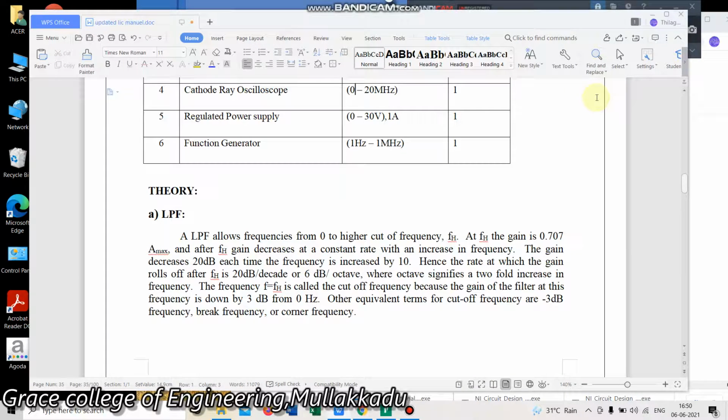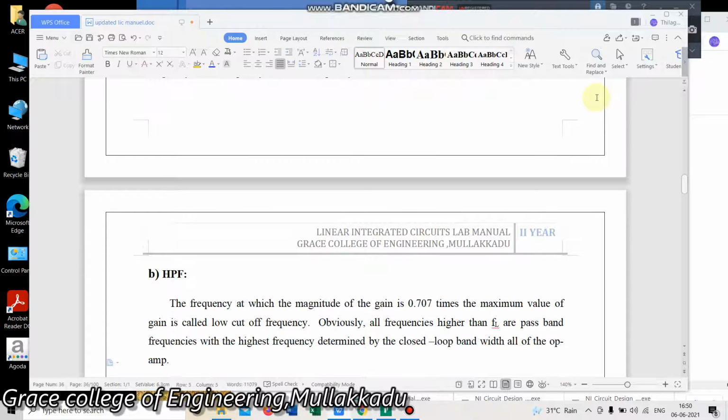According to the situation, a low pass filter allows the low frequency components from 0 to FH, and after FH it does not allow the frequencies to pass. Similarly, a high pass filter will not allow the frequencies from 0 to FL, and it will allow the frequencies greater than FL.